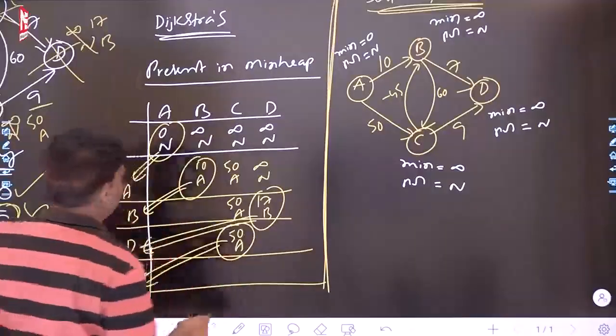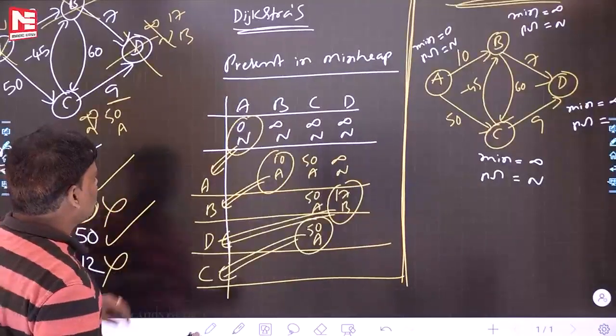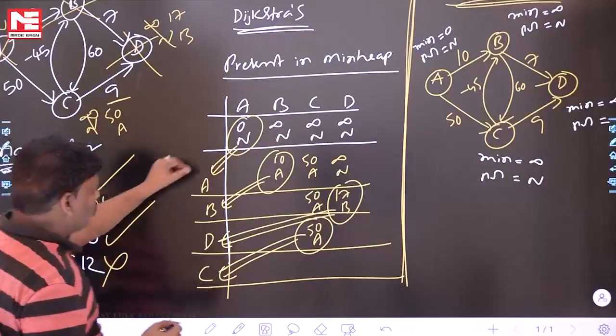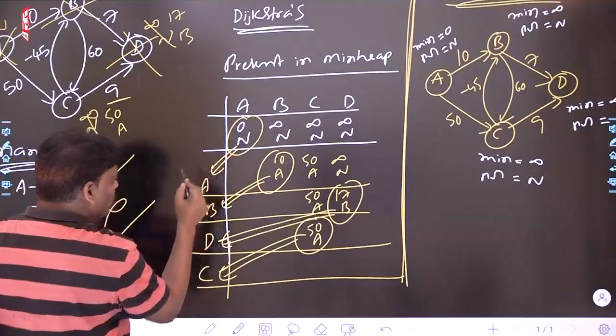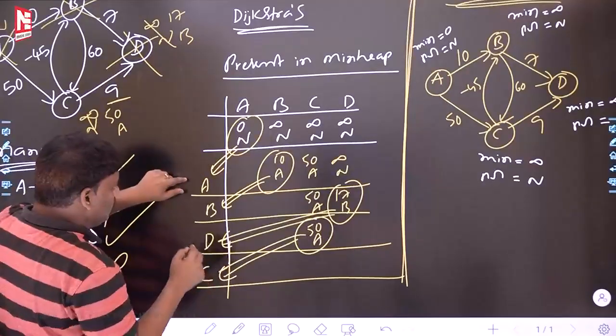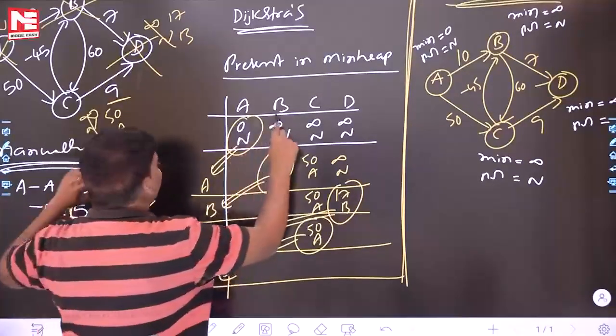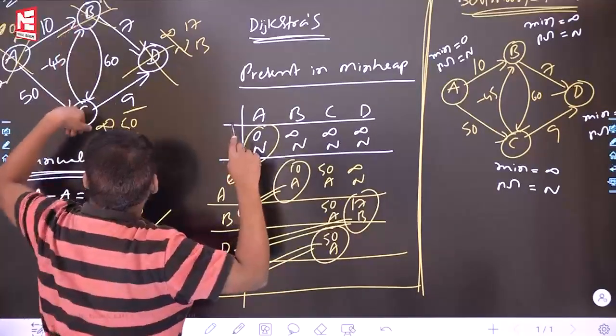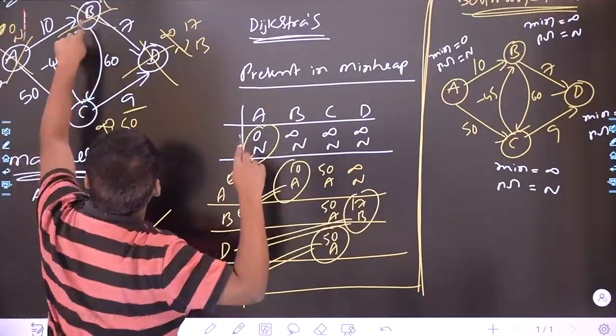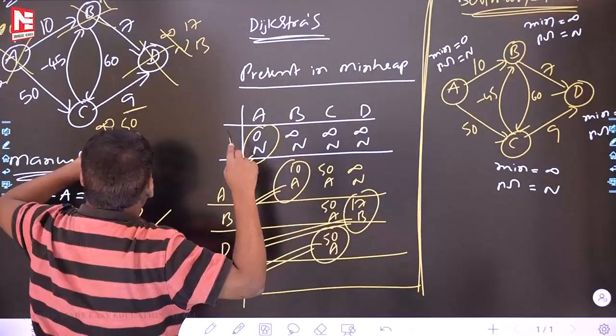See Dijkstra's now, what happened? As soon as A is deleted, careful listen, what did you do? You find A's adjacent vertices. Who are A's adjacent vertices? I think B and C. Those two places, do the decrease key operation. Here also decrease key, here also decrease key.